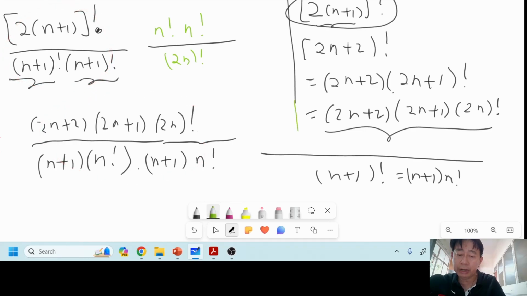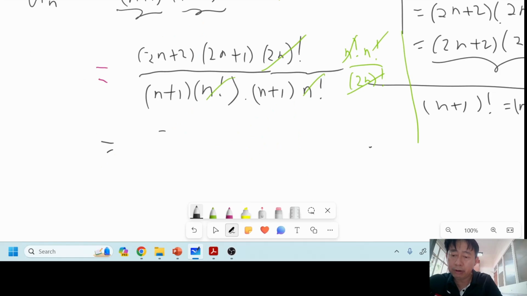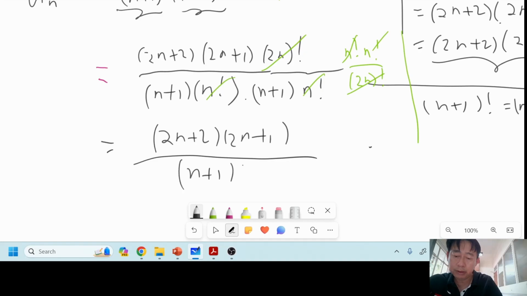Then I'm going to write down the expression of a at n in green, and we have 2n factorial over n factorial, n factorial. So with this, the 2n factorial terms get cancelled off. Here you get cancelled off with n factorial. Here you get cancelled off with n factorial. Then you could arrive at a very simple expression of 2n plus 2, 2n plus 1 over n plus 1, n plus 1.